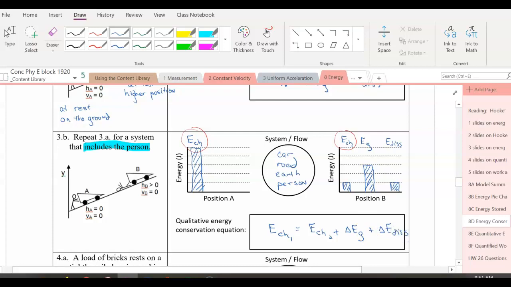Okay, because I have to show that the energy in this system at position A still equals the energy at position B because this is an isolated system. There was no interactions with other external systems.